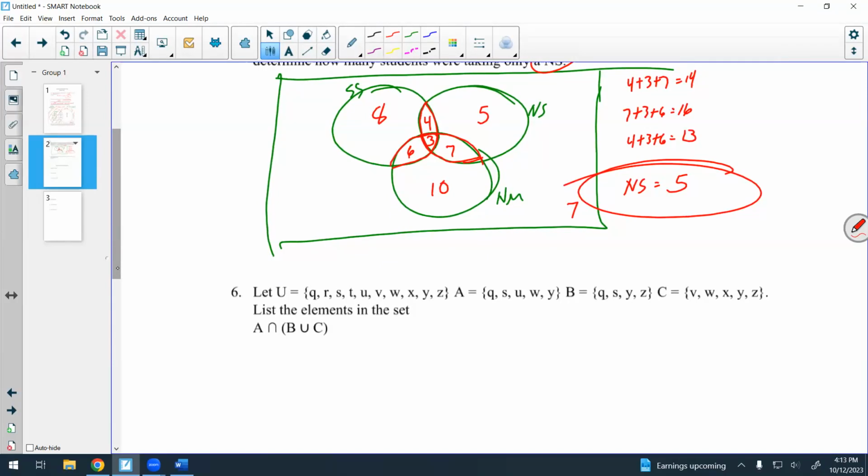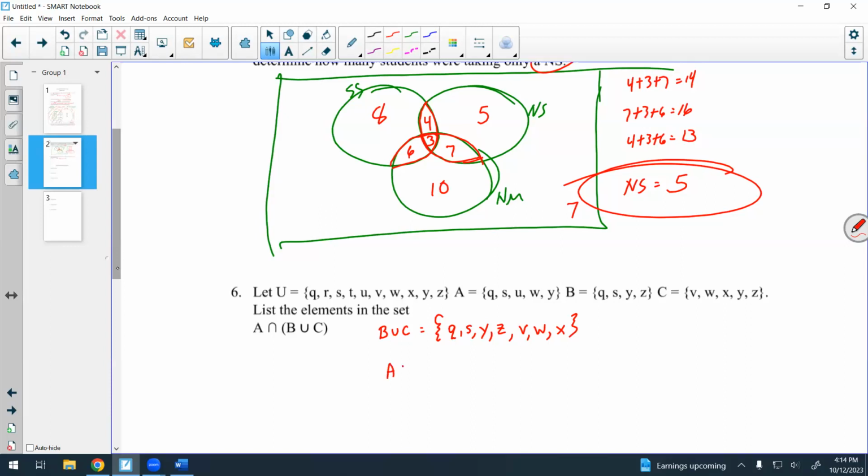Okay, so again, we have our 3 sets from before, and we want to list the elements in the set A intersect B union C. Just like when adding and subtracting, we do what's in parentheses first. So I need to find B union C, which is simply what? Everything in B: Q, S, Y, and Z, and everything in C that's not already listed: V, W, X, because Y and Z are already listed.